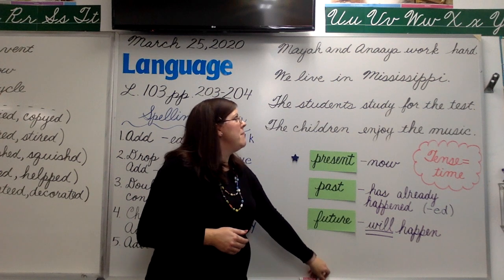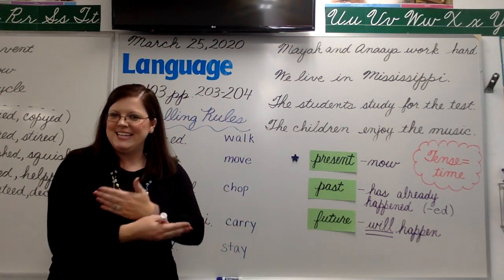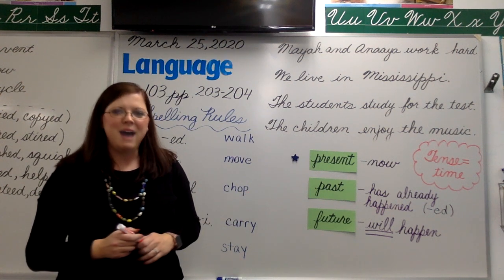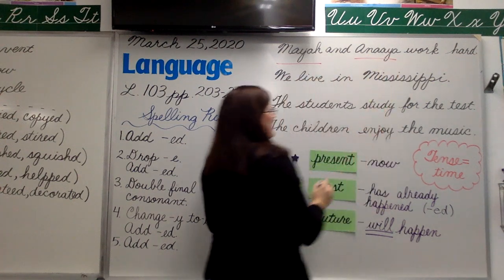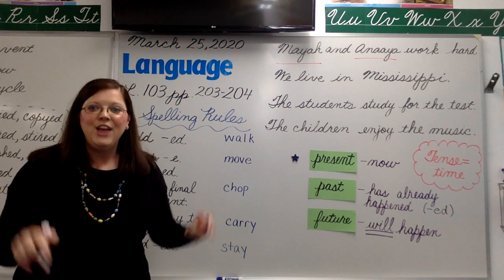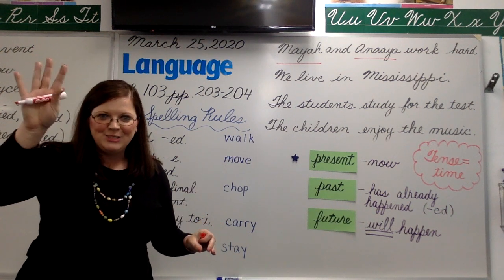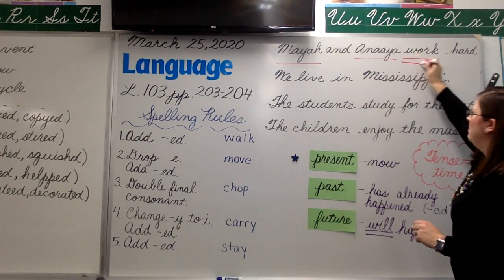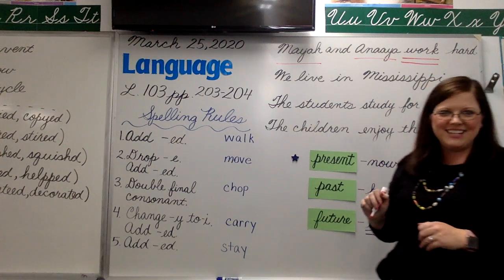Sentence number 1 says, Maya and Anaya work hard. Who or what is the entire sentence about? Who are the stars of this sentence? Maya and Anaya. I will underline them one time. They are my subjects. What are they doing? They are working. They're working right now. Hopefully they're listening and watching. I miss you guys. So we mark our verbs by underlining them twice. Always, always, 2 underlines.